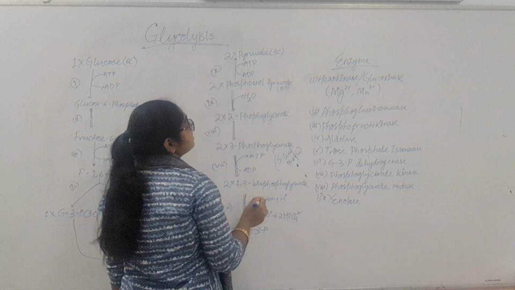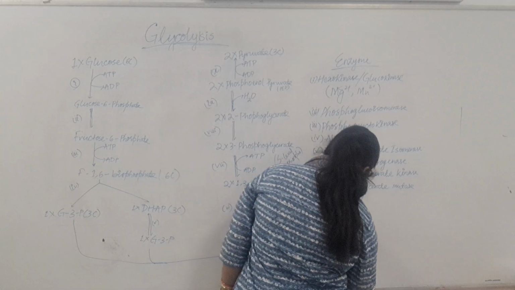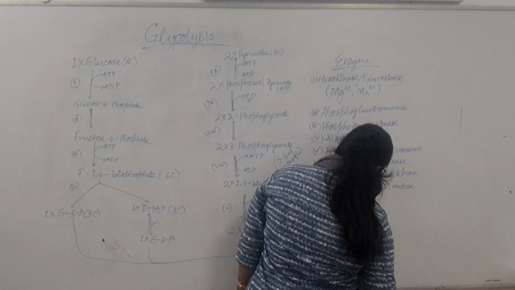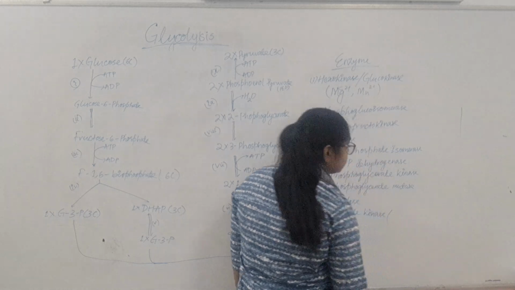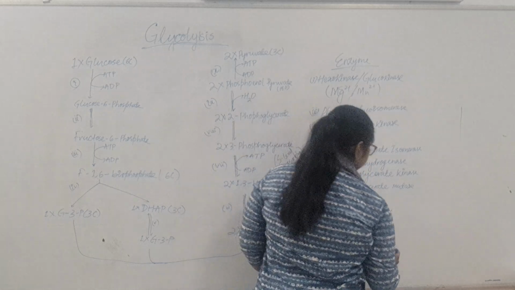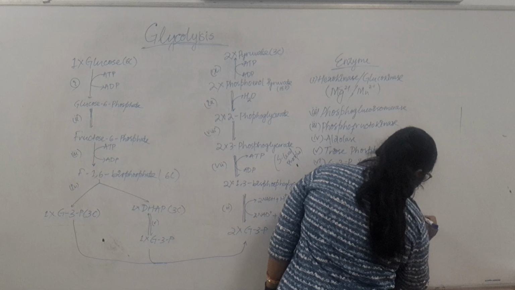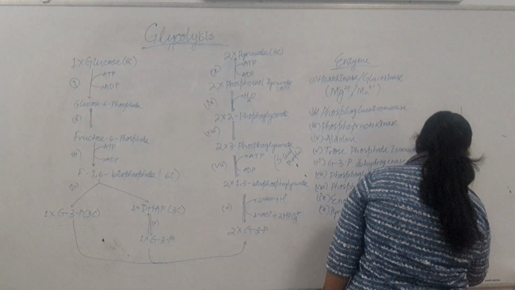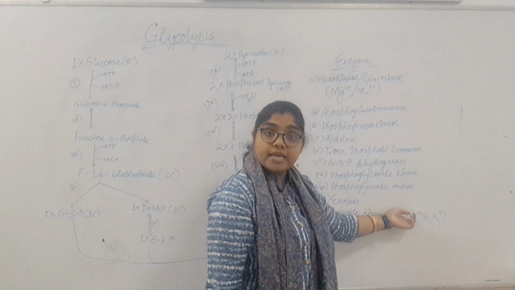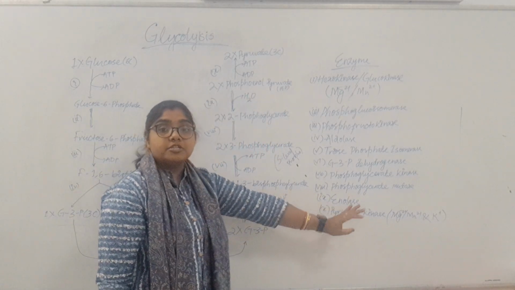The enzyme responsible for this conversion of PEP or phosphoenol pyruvate to pyruvate is known as pyruvate kinase. It's a substrate level phosphorylation. This pyruvate kinase requires magnesium or manganese ion and potassium ion for the activation process. Okay, potassium must be there and either of manganese or magnesium.